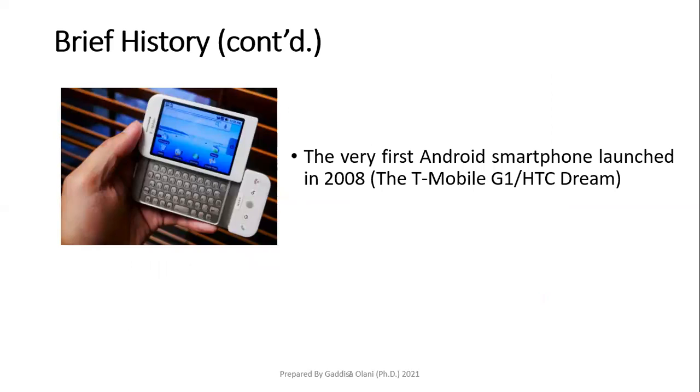In history, the first smartphone that ran Android was this one. This is the one called T-Mobile G1 by HTC. This company has actually stopped manufacturing cell phones at this time, and now they are becoming more famous for making virtual reality headsets.